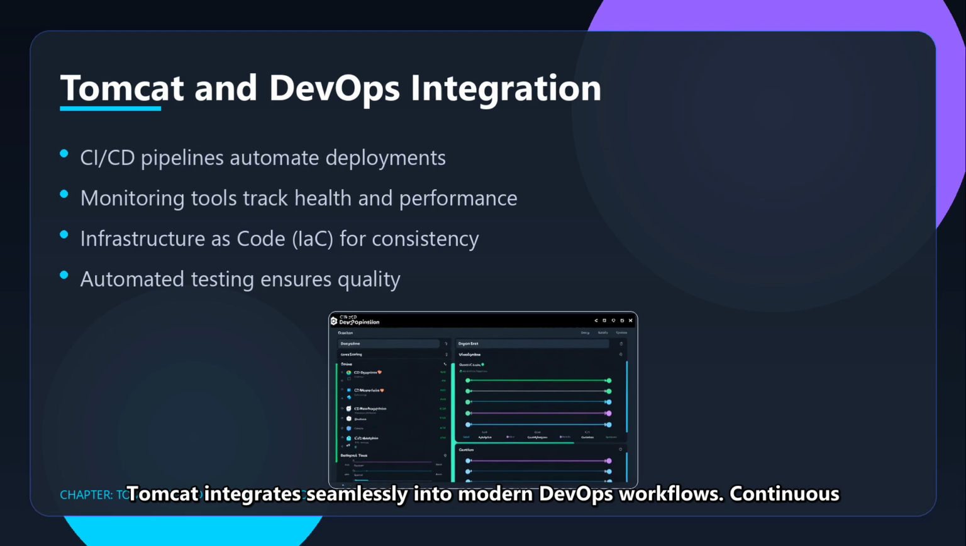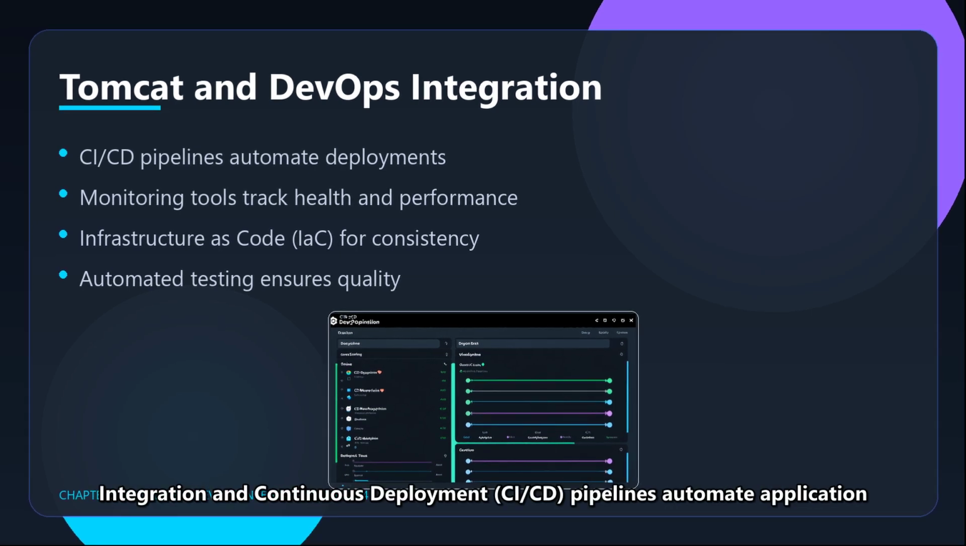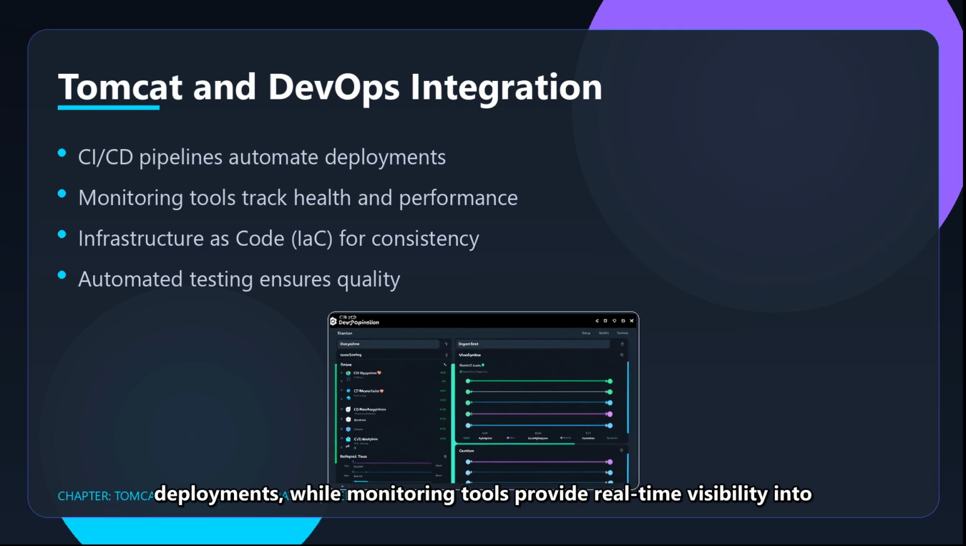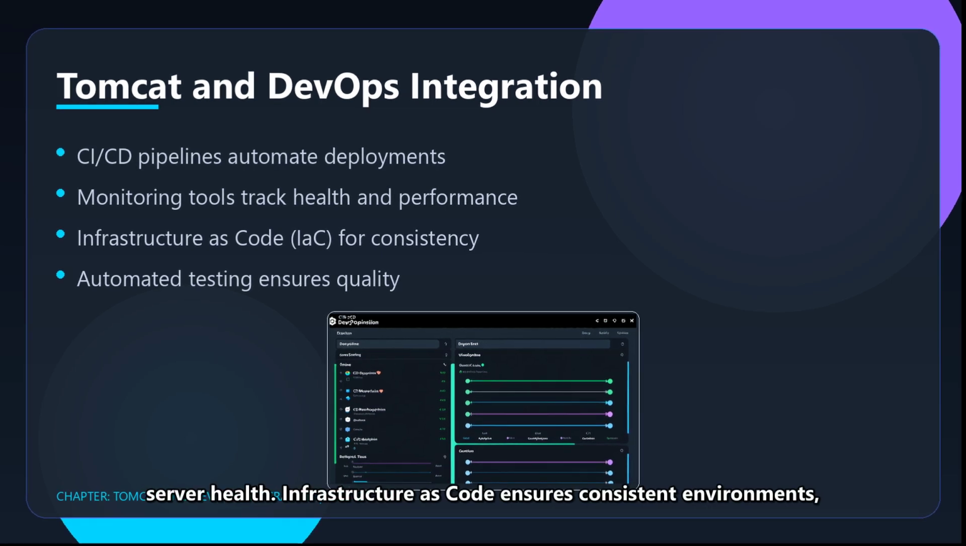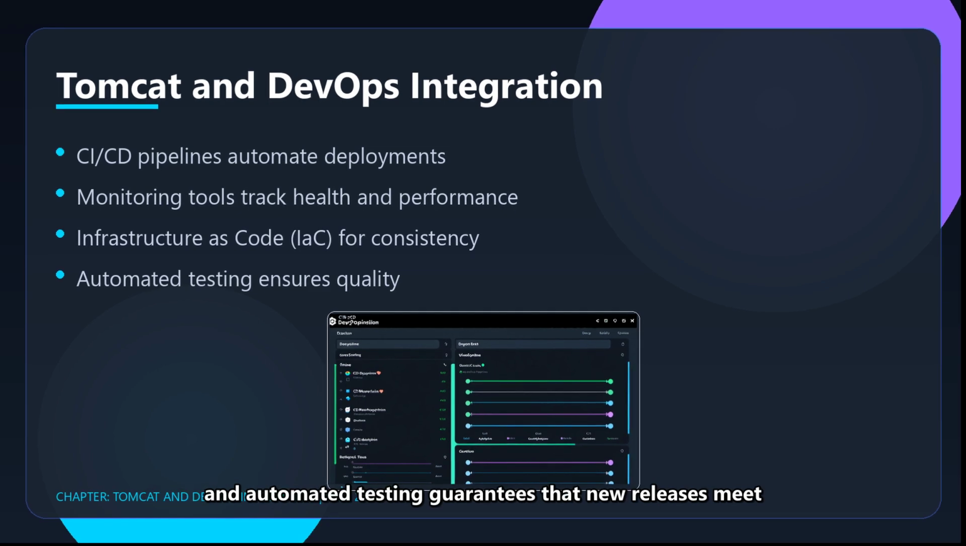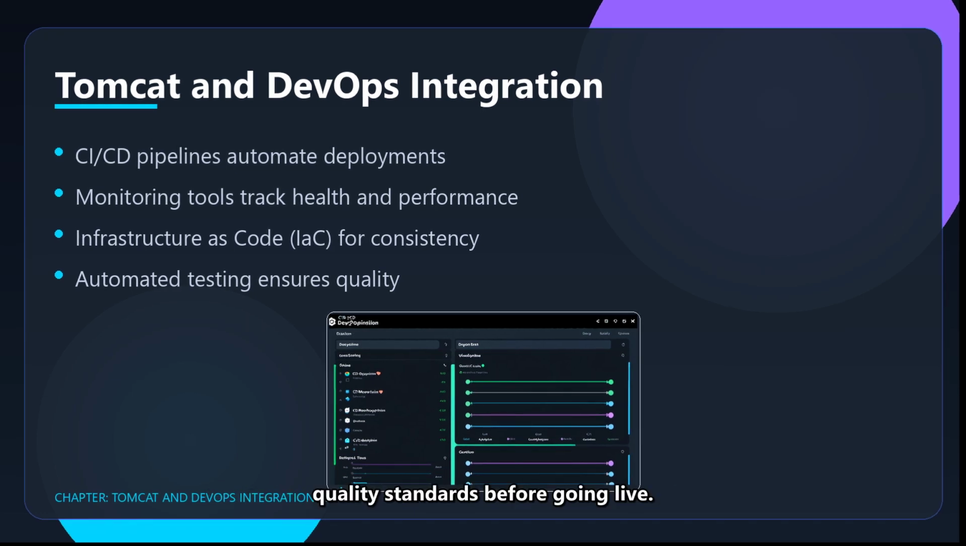Tomcat integrates seamlessly into modern DevOps workflows. Continuous integration and continuous deployment, CI/CD, pipelines automate application deployments, while monitoring tools provide real-time visibility into server health. Infrastructure as code ensures consistent environments, and automated testing guarantees that new releases meet quality standards before going live.